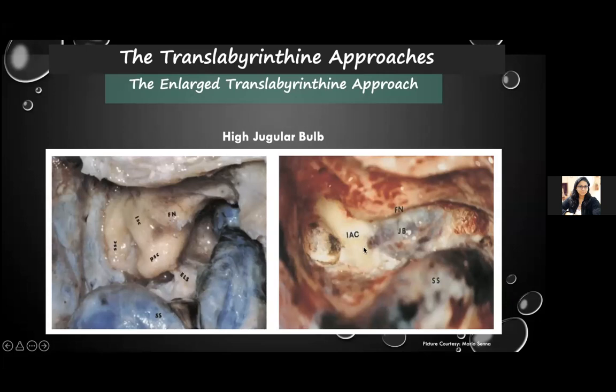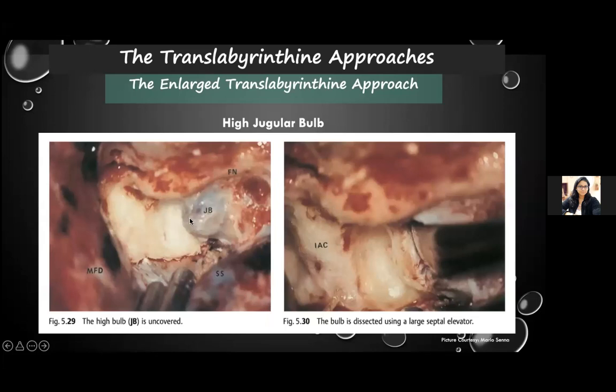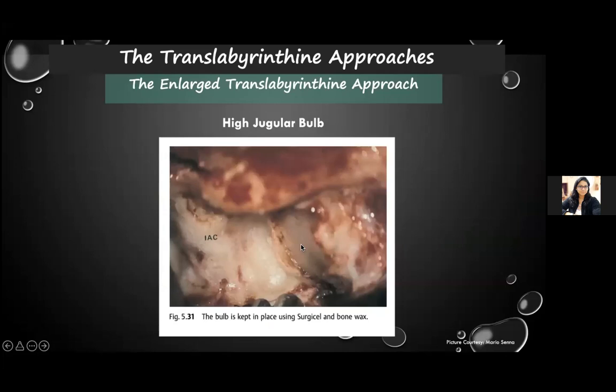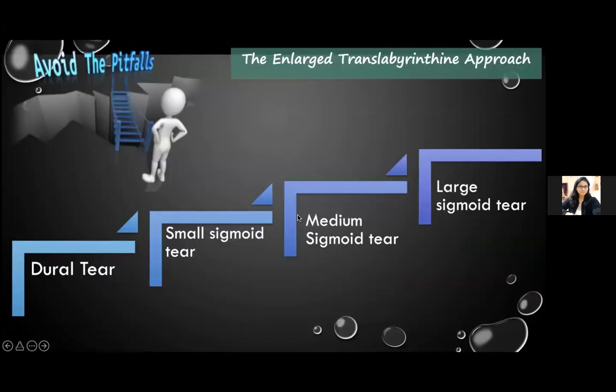So when it comes to the internal auditory canal, there are high chances of causing a jugular bulb injury while we are drilling. So in such cases, what we have to do is expose the entire bone, the axial thickness. We can use a large septal elevator and retract it inferiorly. And you can see, we can fix it using a surgical and bone wax. And this will keep the high jugular bulb in place.